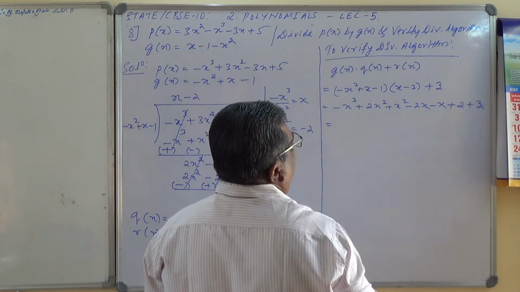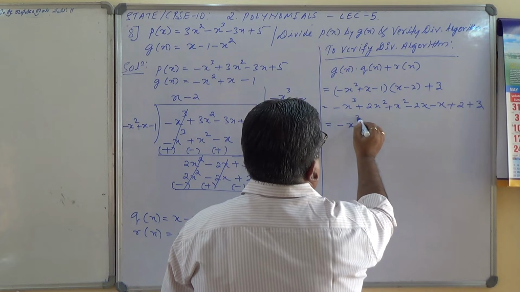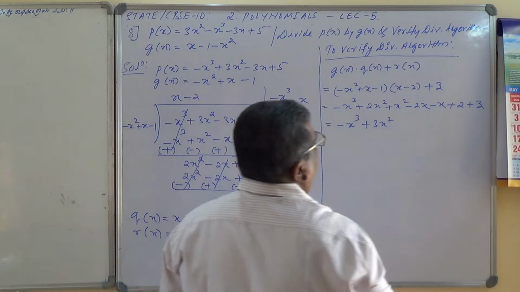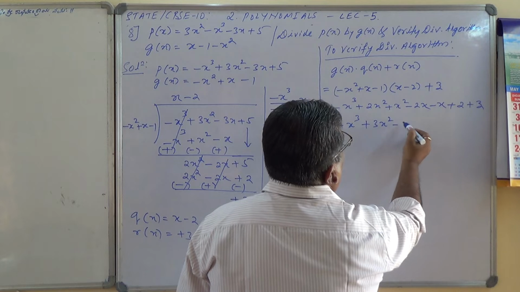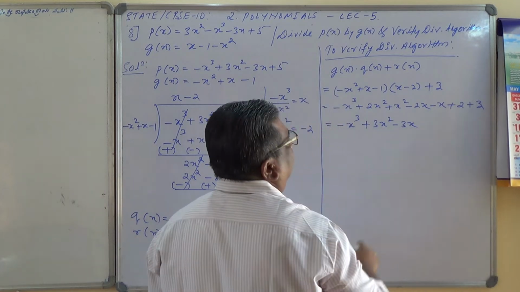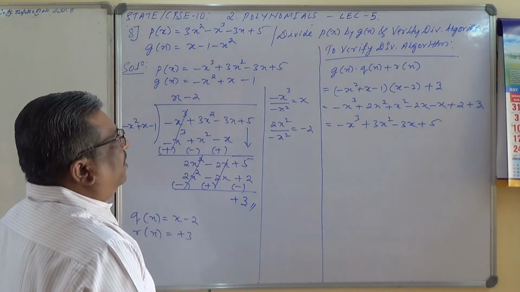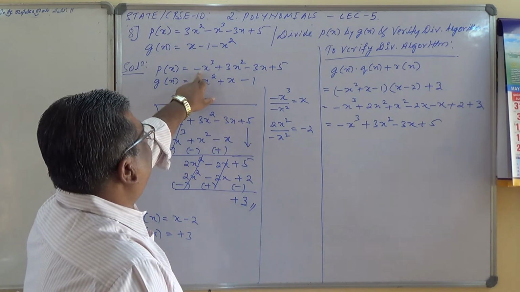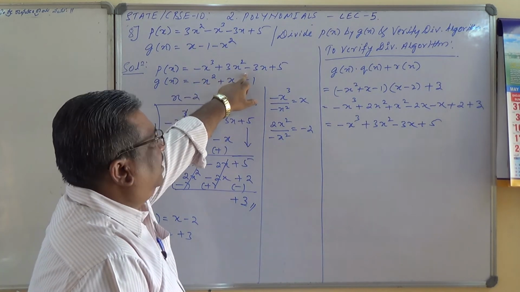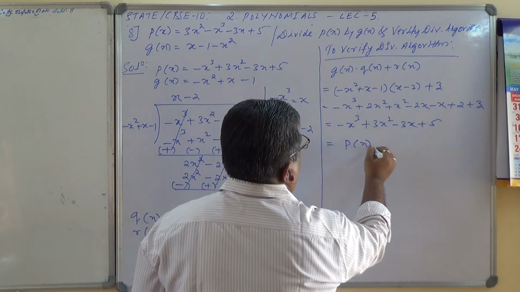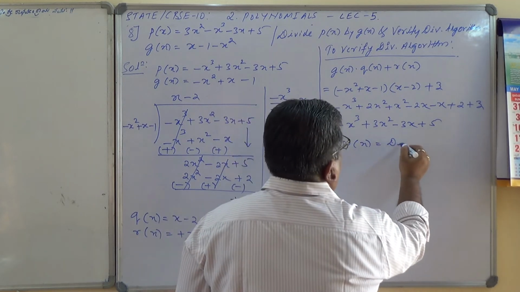So this will be minus x cube plus 3x square minus 3x plus 5. Is it p of x, minus x cube plus 3x square minus 3x plus 5, which equals p of x, which is the dividend.